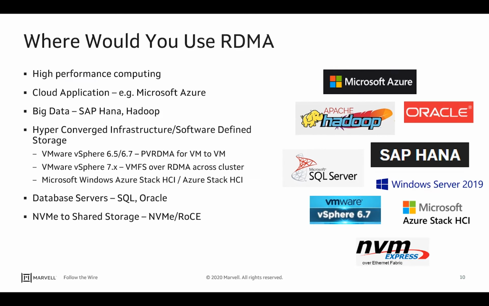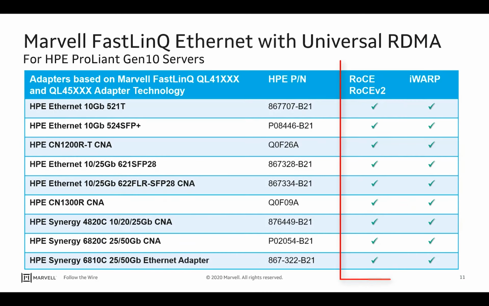Marvell FastLinQ is the only adapter family available today that supports both RoCE and iWARP on the same adapter. RoCE and iWARP can run concurrently on a dual port adapter. You can't run both on the same port, but port 0 can run RoCE and port 1 can run iWARP or vice versa. The table here shows HPE adapters that support FastLinQ Universal RDMA.